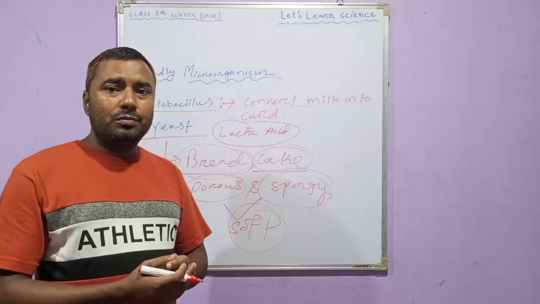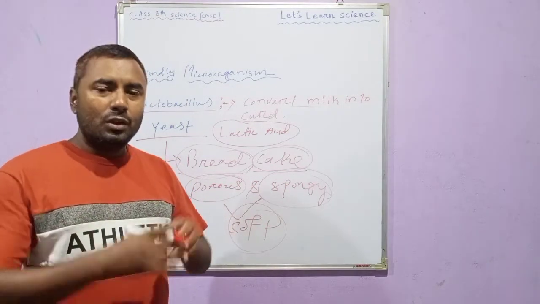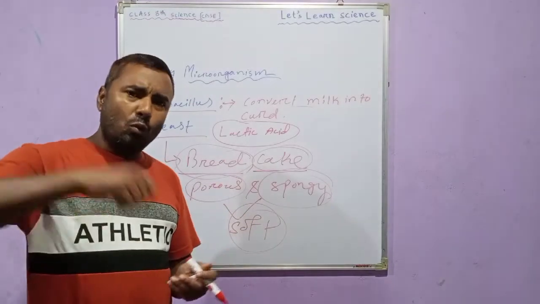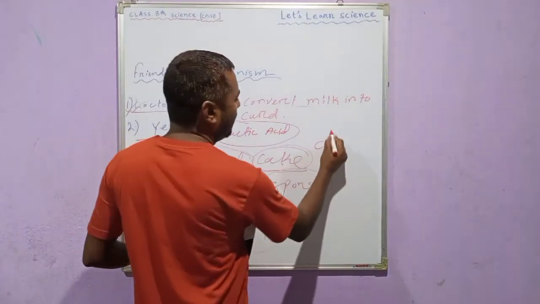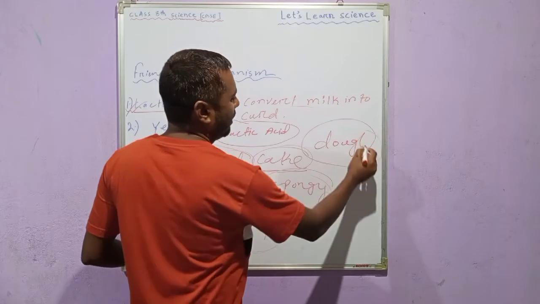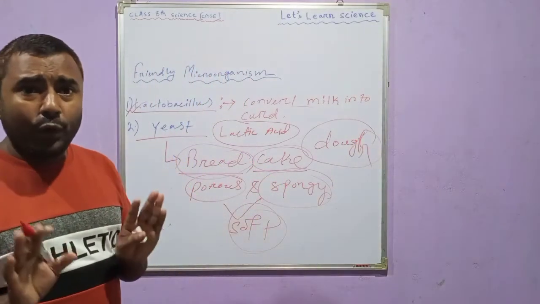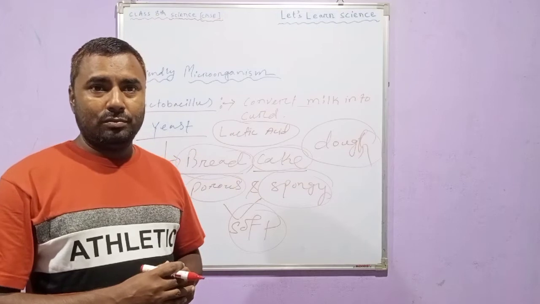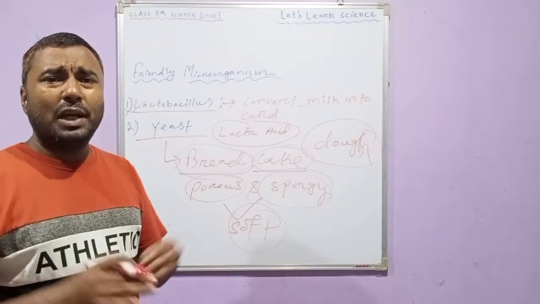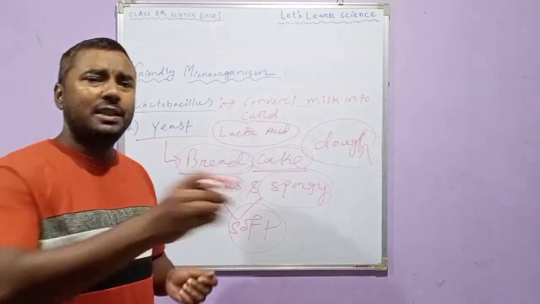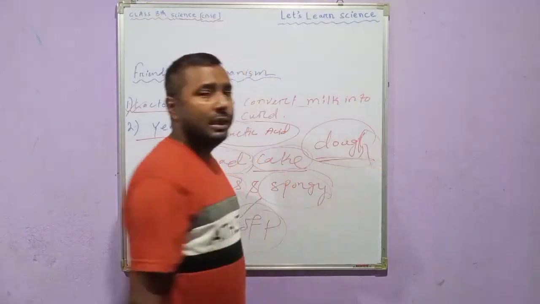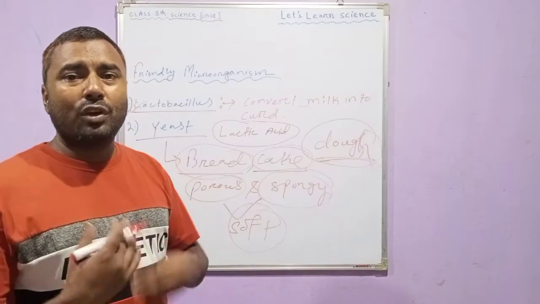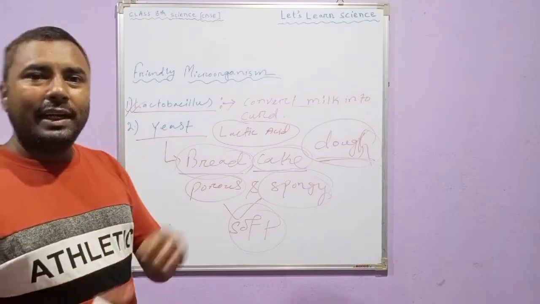Bread is made up of what? Sugar, flour, salt, mixed together with the help of water to make a dough. Make a dough and keep it. In the dough, they add some yeast. When they add yeast, it multiplies in number by eating the sugar molecules present in the dough. When the yeast feeds upon the sugar in the dough, it releases carbon dioxide.